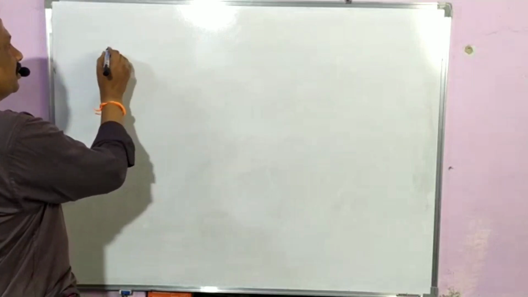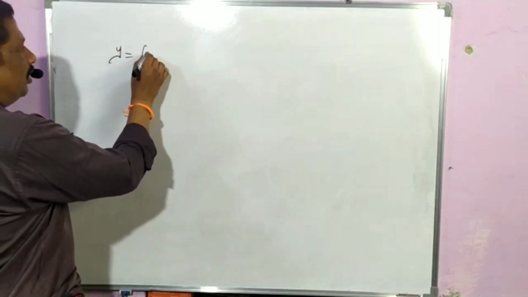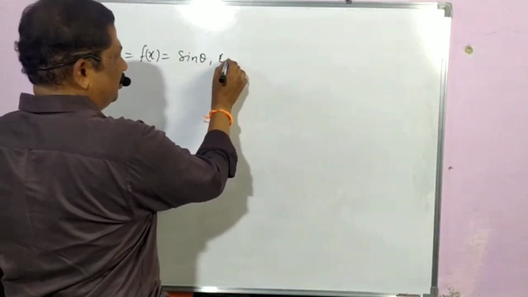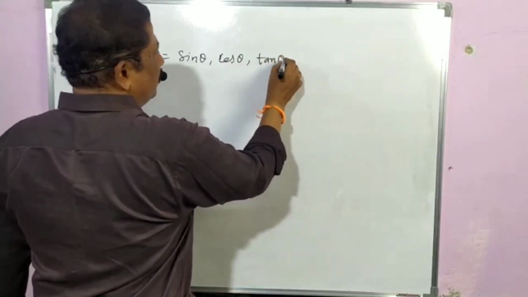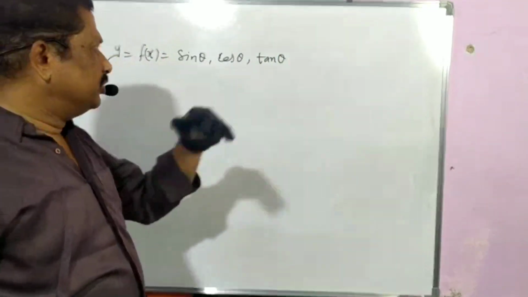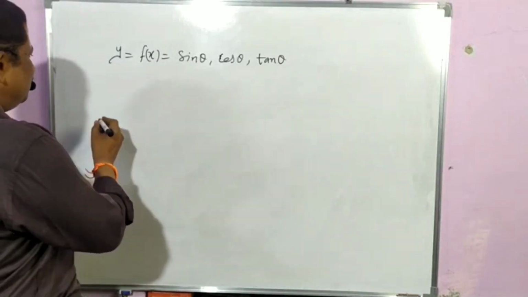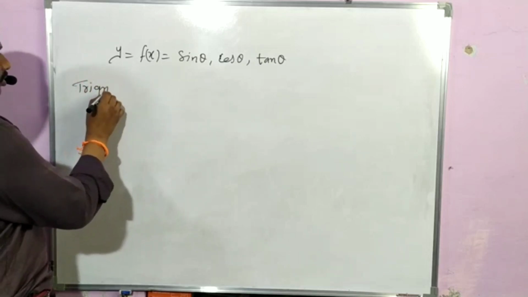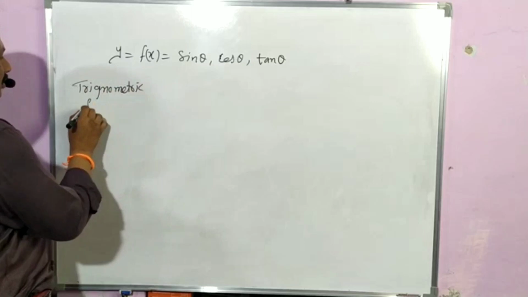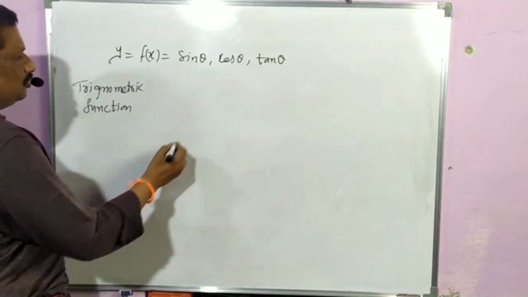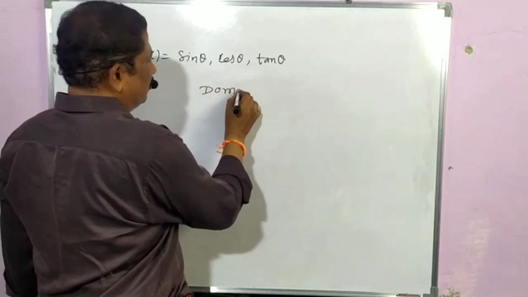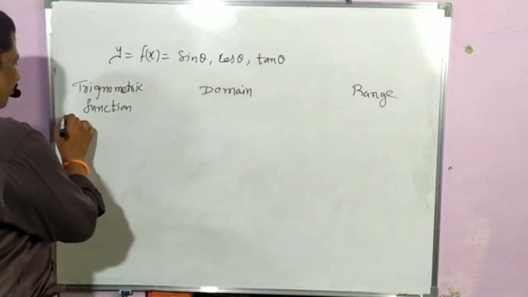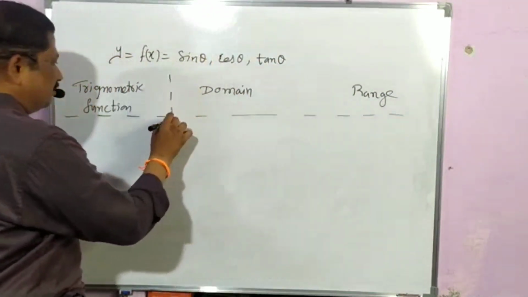So we have trigonometric functions, denoted by y = f(x) = sin θ, cos θ, tan θ, cosecant θ, secant θ, and so on. Now we will see the domain and range of each trigonometric function. Here we are considering the domain first, and finally the range.